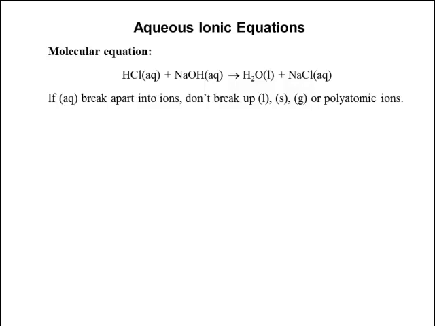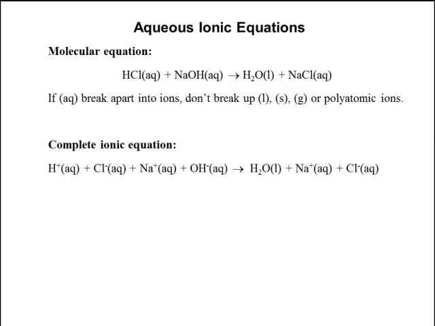When we do that, we're going to get something called the complete ionic equation. So we're going to show all the ions that are present in these solutions. So if I take HCl, it breaks up into H plus, Cl minus. Take NaOH, it breaks up into Na plus, OH minus. If I take H2O, it's a liquid, it doesn't break up at all. If I take sodium chloride, it breaks up into Na plus, Cl minus. Now that's the complete ionic equation. It's showing all the ions involved.